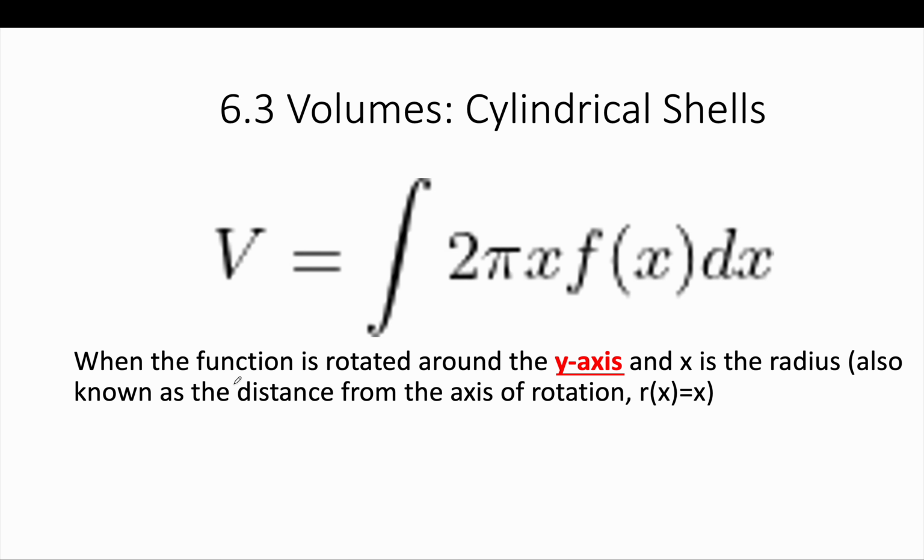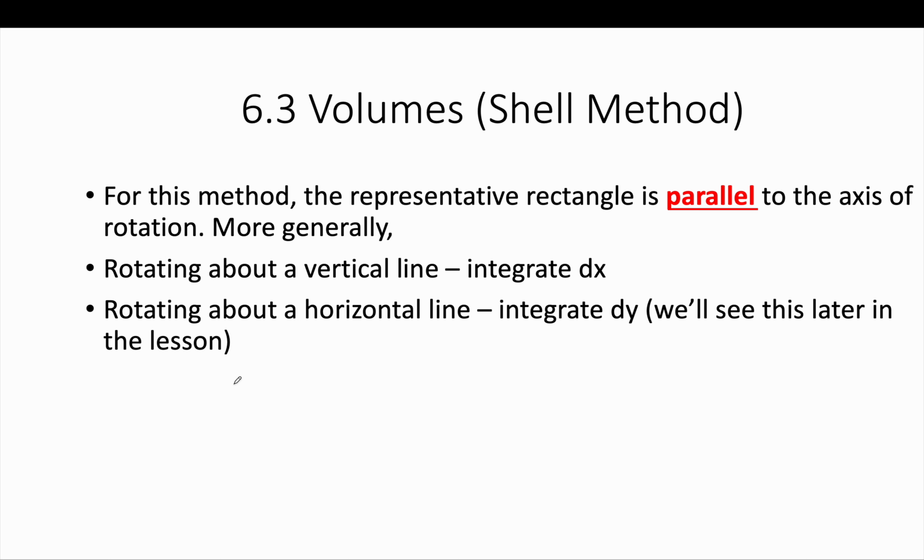When the function is rotating about the y-axis, x is usually the radius, also known as the distance from the axis of rotation. So in this instance, r sub x is equal to x. For this method, the representative rectangle is parallel to the axis of rotation. So when rotating about a vertical line, we integrate dx. When rotating about a horizontal line, we integrate dy. We'll see this later on.